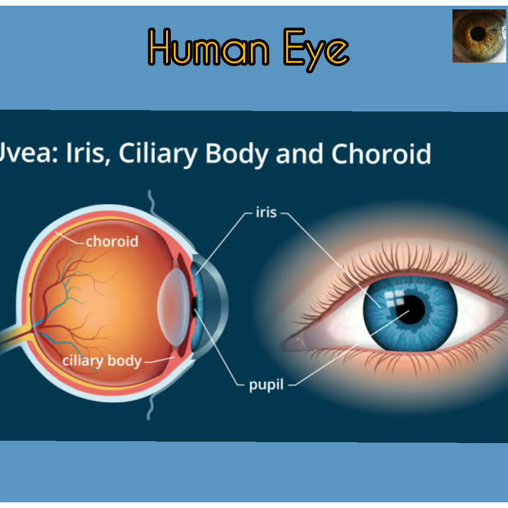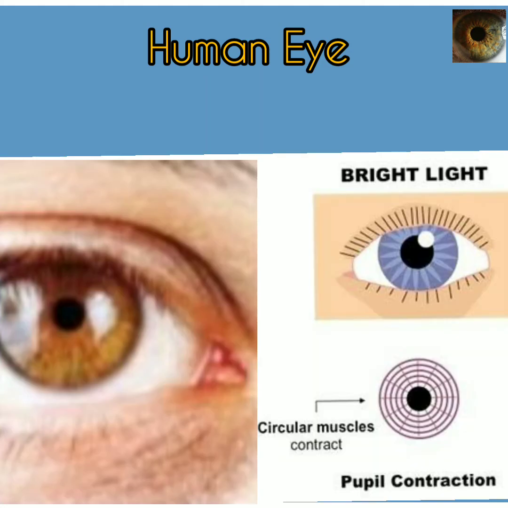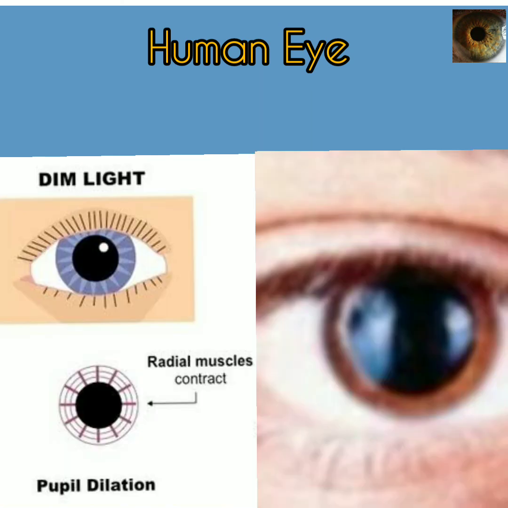There is a round hole called pupil in the center of the iris. After striking the cornea, light passes through the pupil. The size of the pupil is adjusted by the muscles of the iris. Pupil contracts in bright light when the circular muscles of the iris contract. Similarly, pupils dilate in dim light when the radial muscles of the iris contract.